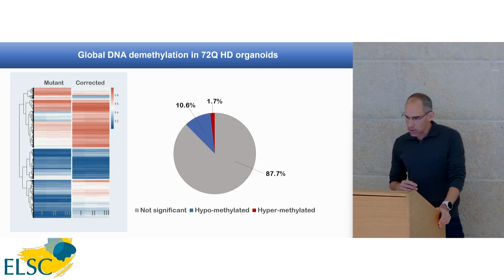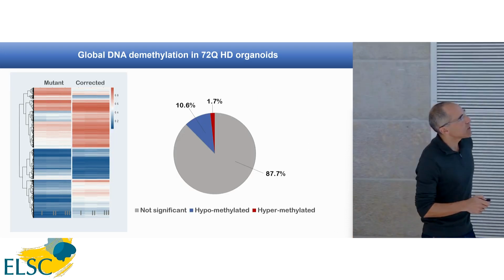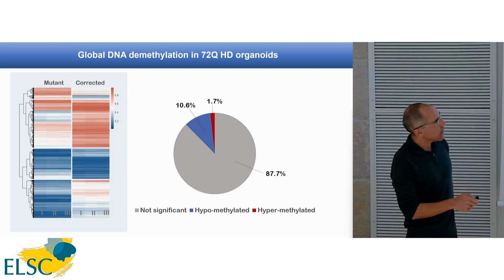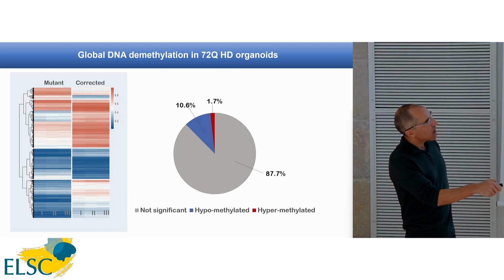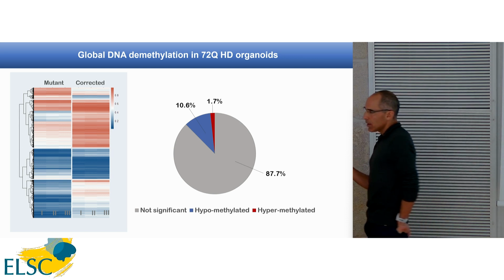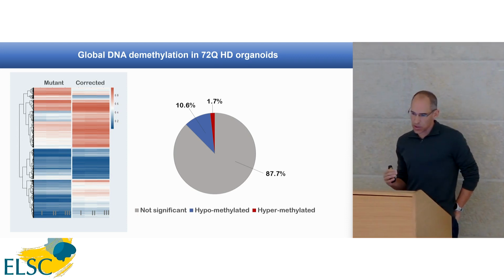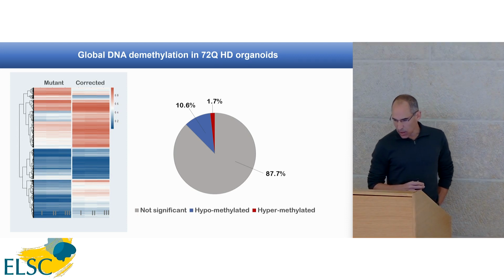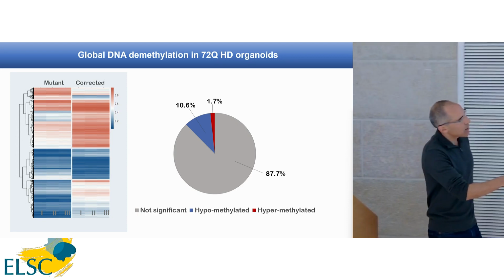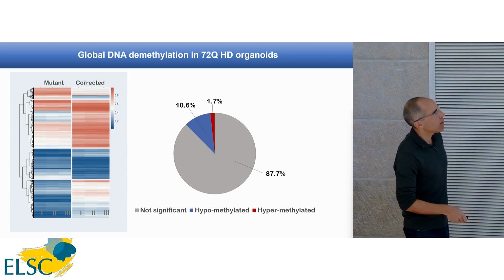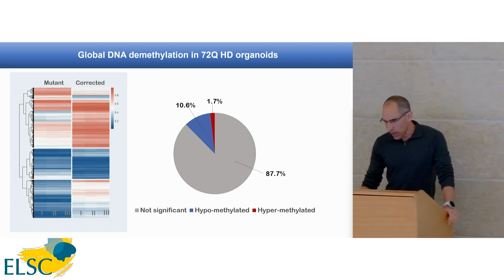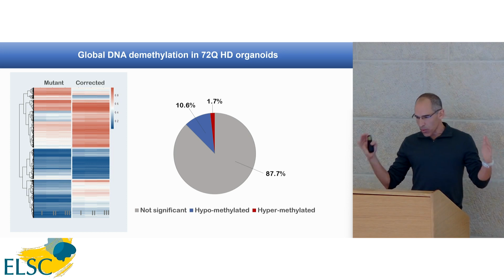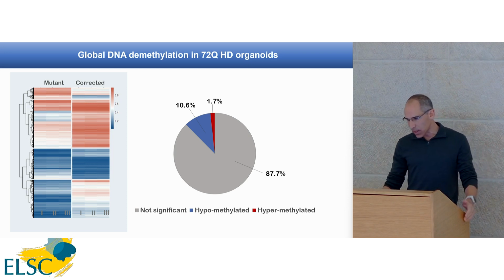And the bottom line was that we found global DNA demethylation in the disease state. So most of the CpGs don't change, as we expect, but there's about 10% of those that show decreased methylation in the organoids, and less than significance increase. So this is a chance level. Okay, so we have a 72Q and we have global demethylation.